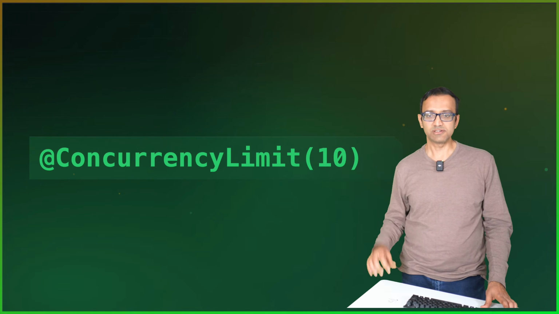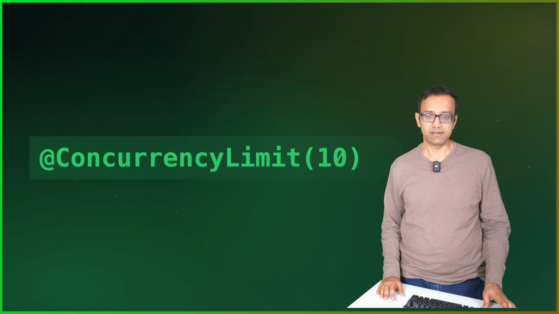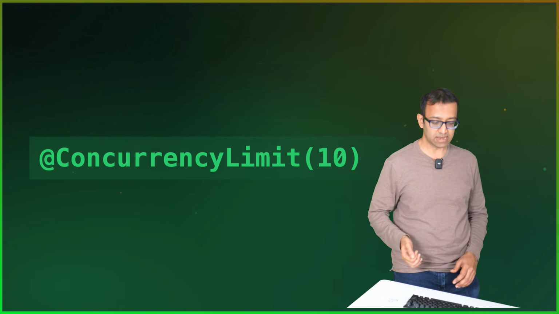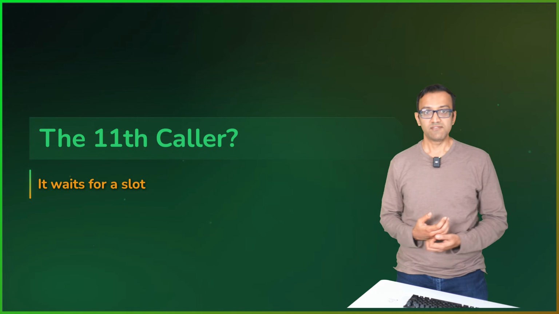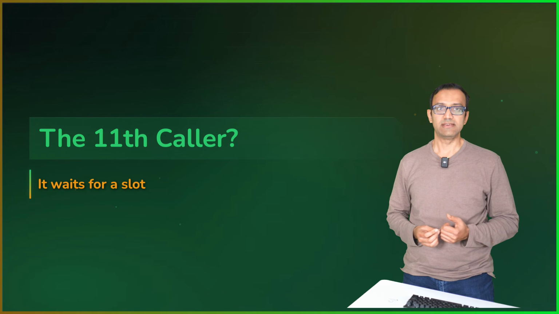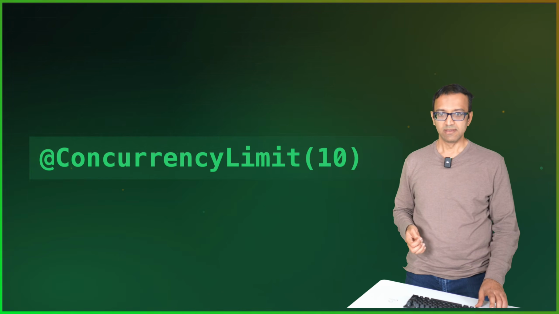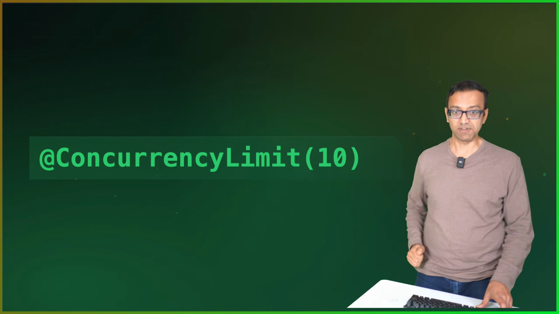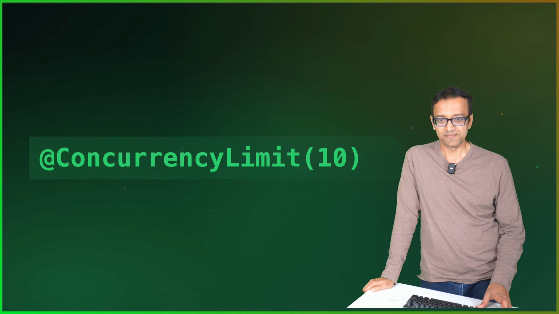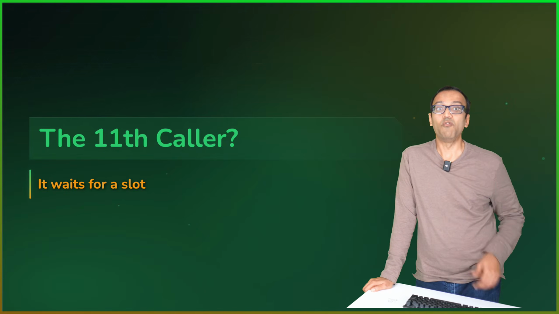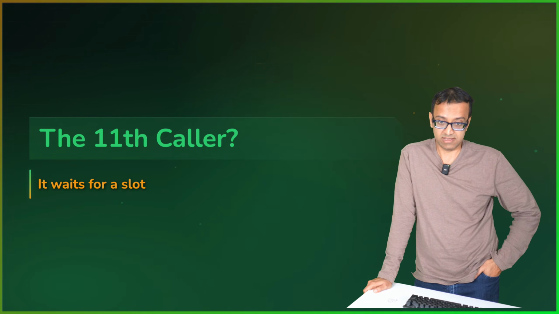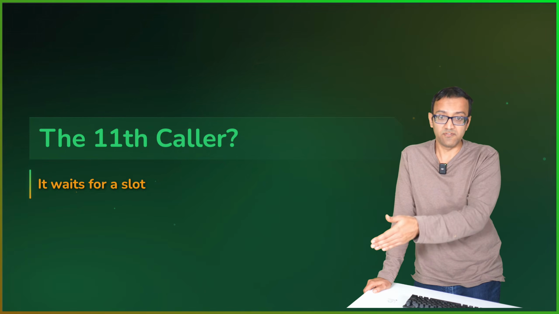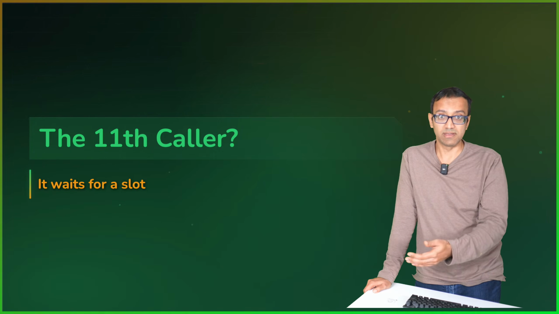This is what the annotation looks like: @ConcurrencyLimit of the number. We can stick it on top of any method, and Spring is going to automatically set the limit. If 10 invocations are coming in and you have a limit of 10, it's going to allow them. Anything more than that, it does not allow. So what happens to the 11th invocation? The 11th invocation waits. That thread is blocked. It's going to sit in the thread pool and wait until one of those 10 completes and the slot frees up.